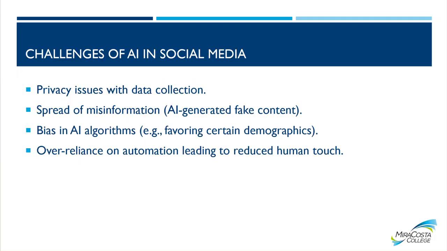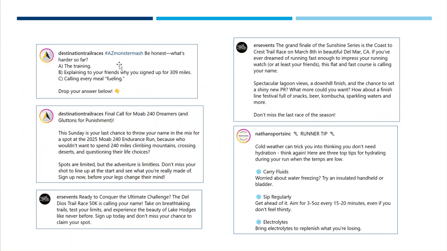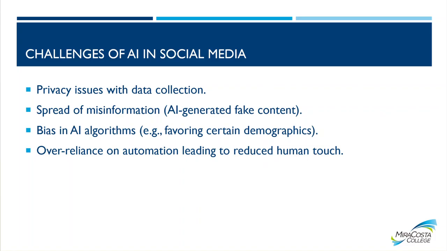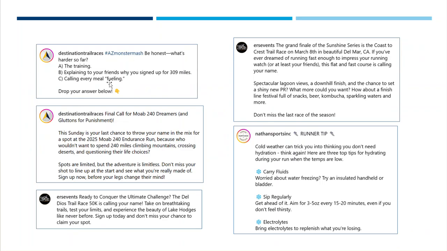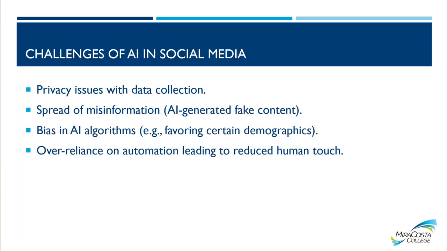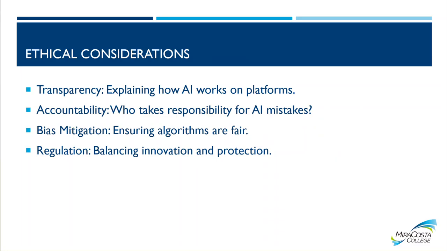So some of the challenges of AI and social media are privacy issues with data collection, spread of misinformation such as AI generated fake content, bias in AI algorithms such as favoring certain demographics, and over reliance on automation leading to reduced human touch. So going back here, if you're just going to copy and paste straight from ChatGPT, there's no human touch to it. Your audience is going to read right through it because it's such a niche audience for all three of these clients. So you still need to be real. AI helps a lot, but you still need to be real and make those edits.